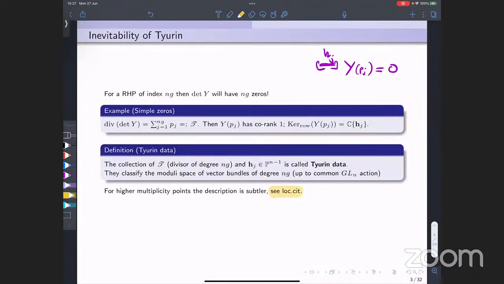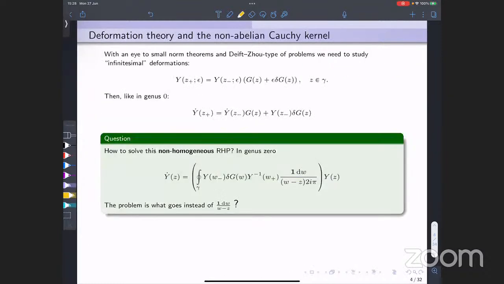Okay, so the Turin data is precisely the collection of these data: the divisor, the points where the determinant vanishes, and these vectors in projective space. They are called Turin data, and the statement is that they are moduli of the space of vector bundles of degree g up to some obvious action. Okay, so in other words, they are parameters to parameterize vector bundles. Why are they convenient versus other moduli that you could find? Well, we'll see in a second.